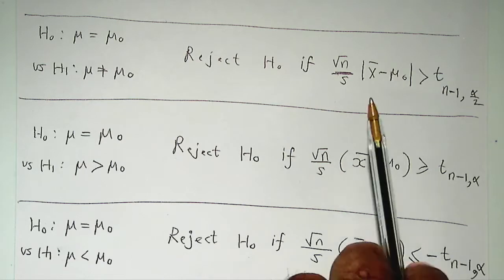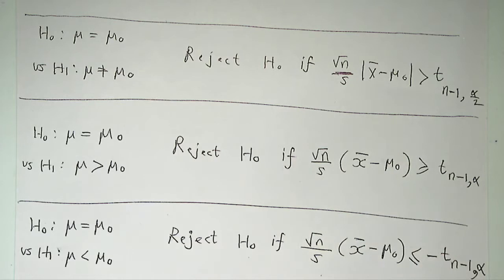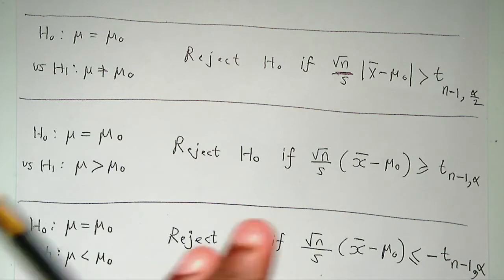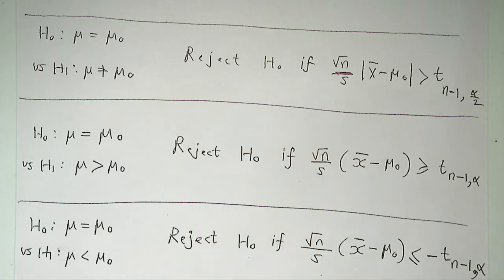Now, these tests, this one, this one, this one, this one, this one, and this one, all these 6 different tests I have given you are derived using the Neyman-Pearson test, right? Now, I don't have the time to go through all 6 of them, but maybe I will do one of them later on.